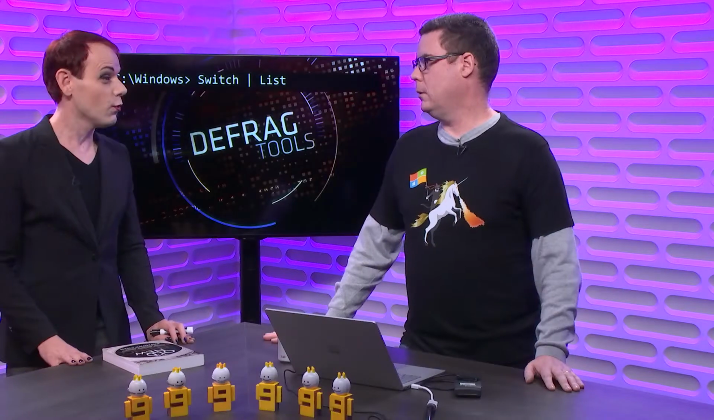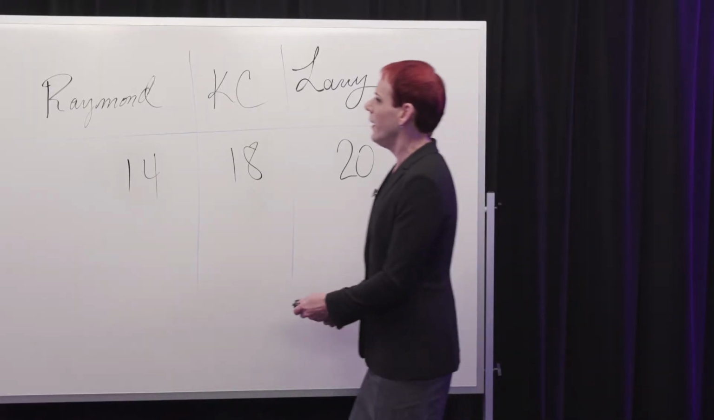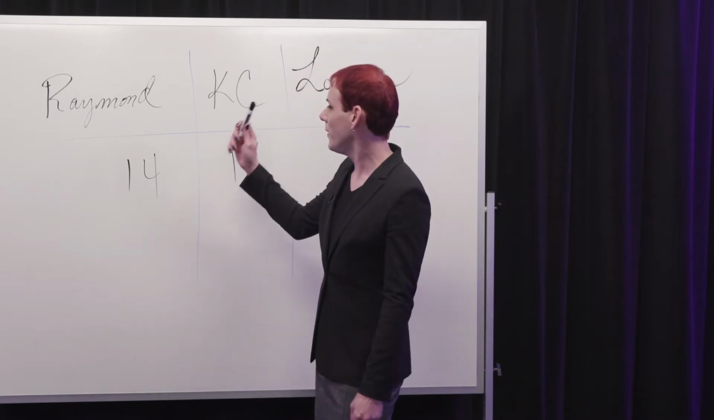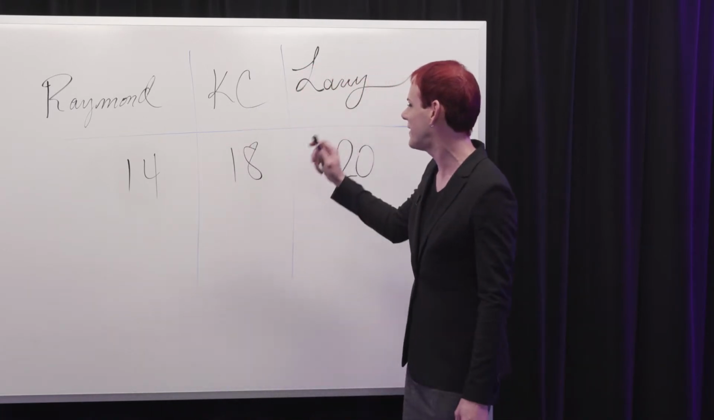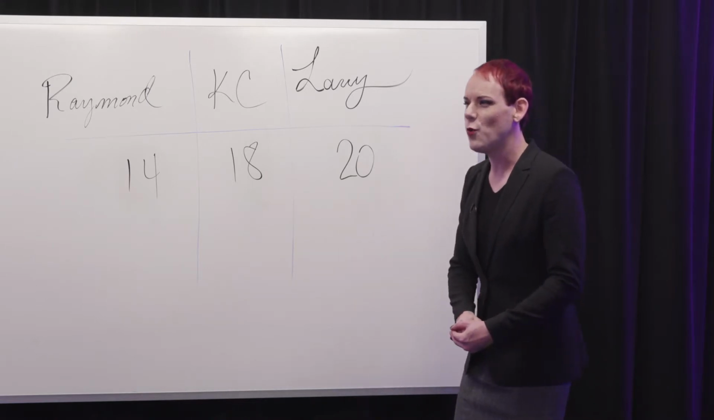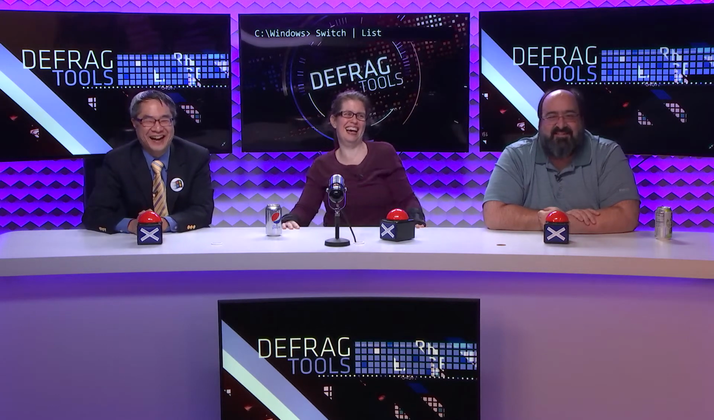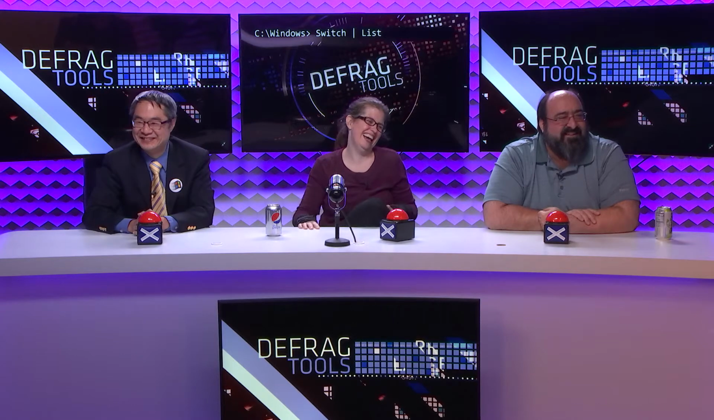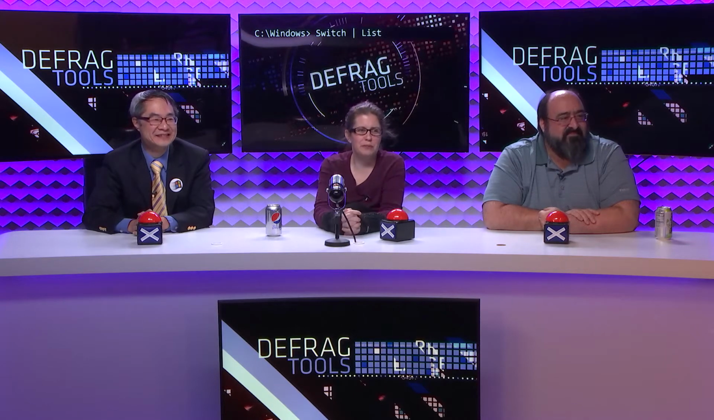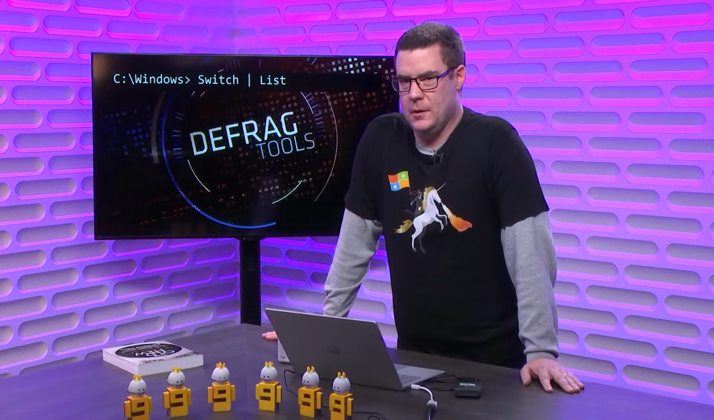And take a look at the scores where we left off last week. Let me go over here like Vanna White. We've got Raymond with 14 points, Casey with 18, and Larry leading the pack with 20 points. Do I need to write 0 in front of them all? Yeah, these are decimal.